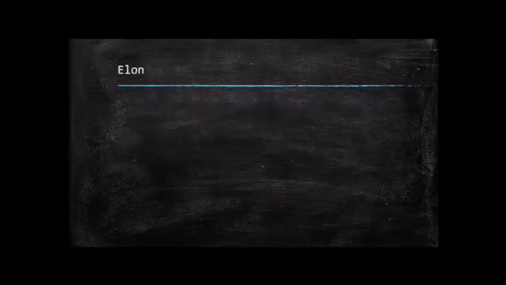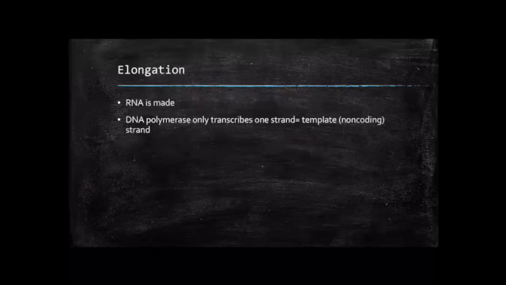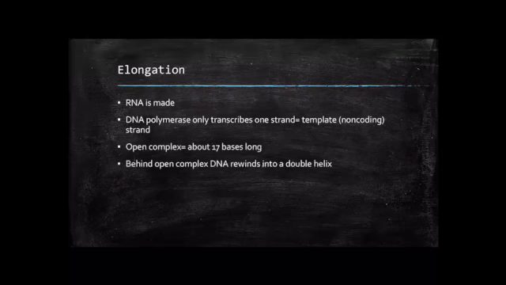During elongation, this is the process where RNA is actually made. The RNA polymerase only transcribes one strand, like mentioned earlier, which is the template strand, not the coding strand or non-template strand. The open complex is about 17 nucleotides long, and behind it, the DNA rewinds into a double helix. RNA is then synthesized in the 5' to 3' direction using ribonucleoside triphosphates as precursors. RNA is then synthesized at approximately 43 nucleotides per second.